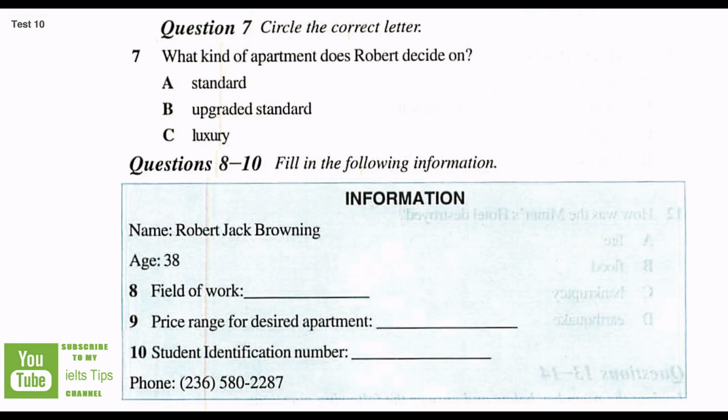What is the price range of the apartment you are looking for? Somewhere between $1,000 to $1,500. Your student identification number, please? QS 45890. Could you repeat that? QS 45890. Lastly, could you leave us a phone number? Okay, it's area code 236-580-2287. Thank you very much. I will give you a call as soon as possible.